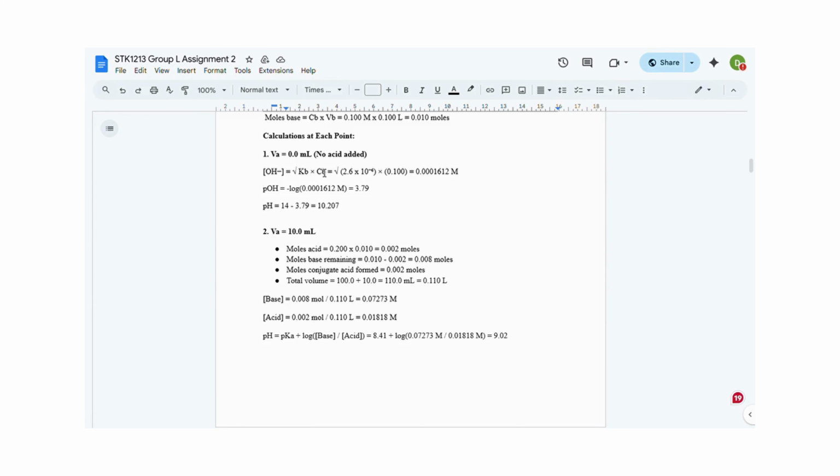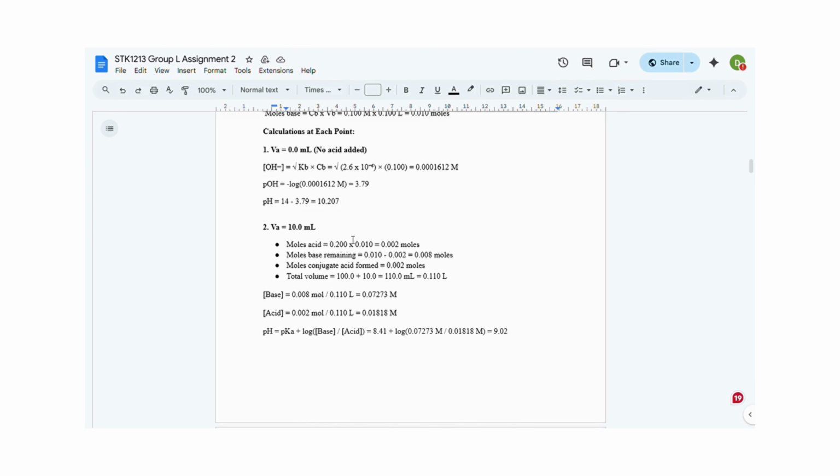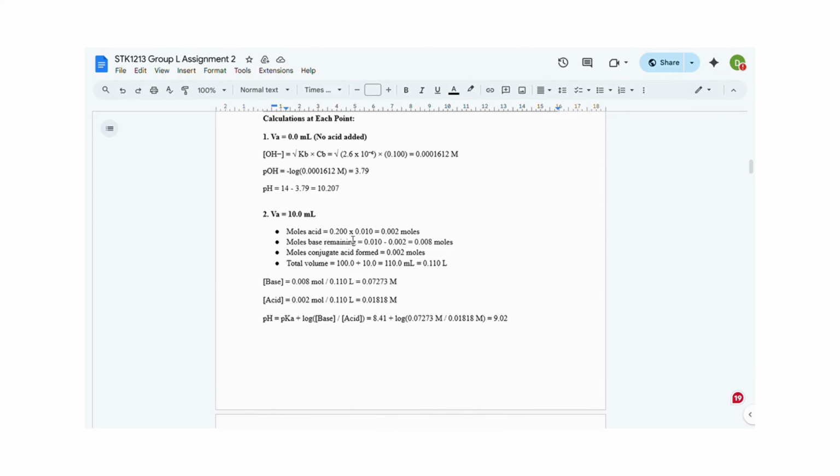For the first one, for no acid added, we can just calculate the base concentration. So this is how we do: square root of the base dissociation constant times the concentration 0.1 mol, and then we get 0.0001612 mol, and then we can directly calculate the pH, which is negative log of the concentration, and we get 3.79 as our pOH. That's for when no acid is added.